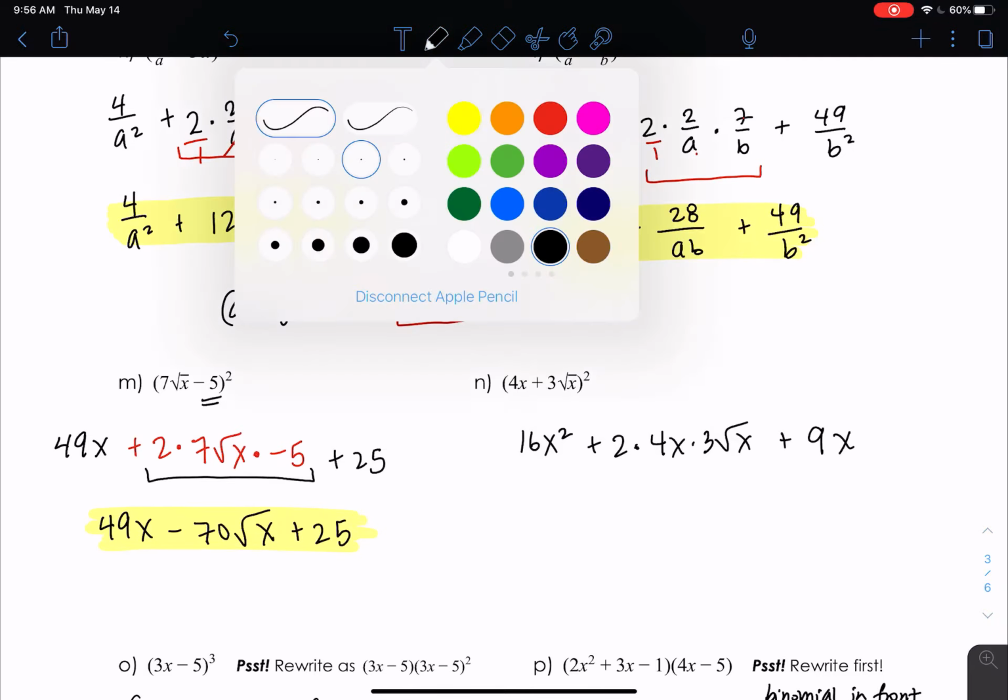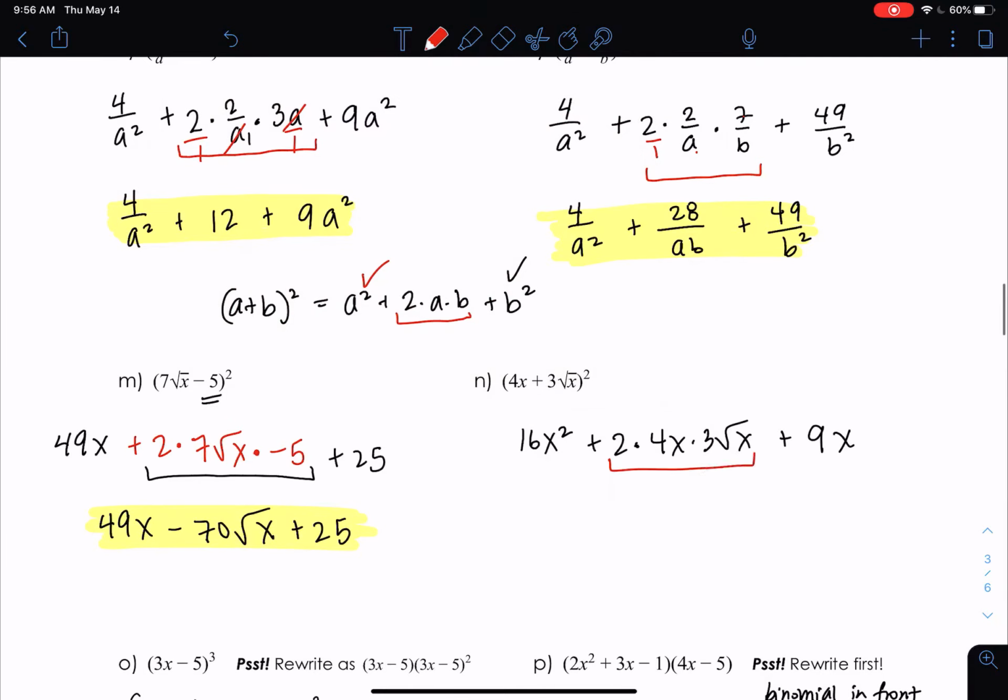Now, let's combine our middle term. So we have 16x squared. 2 times 4 is 8 times 3 is 24. And then we copy down our variables. That's x times the square root of x. Now, if you think this looks weird, you're right. We're not going to leave this like x root x. So let's do something off to the side, and let me show you how we'll rewrite it.